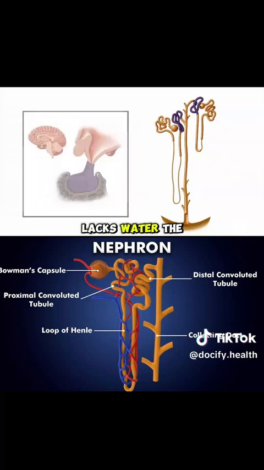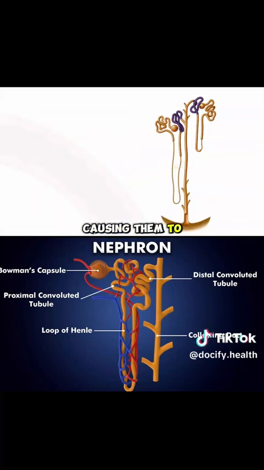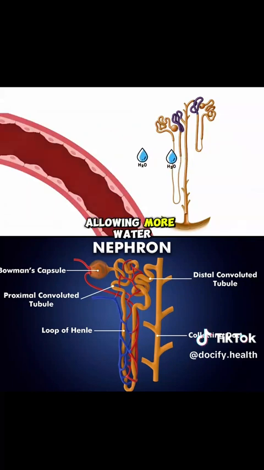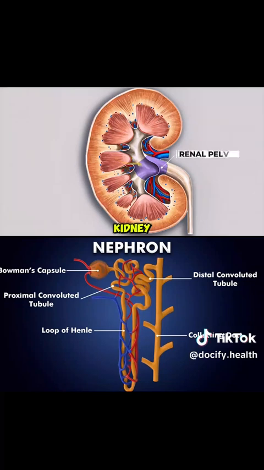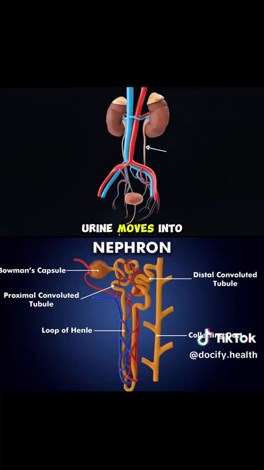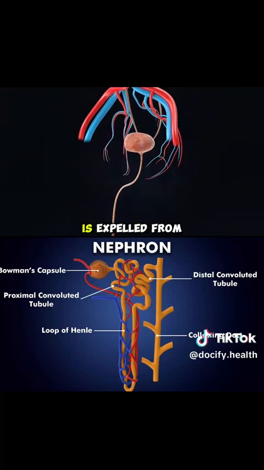If the body lacks water, the pituitary gland secretes the ADH hormone. This hormone signals the cells in the collecting duct, causing them to form pores, allowing more water to be reabsorbed back into the blood. However, if the body has enough water, the filtrate travels from the collecting duct to the calyx region of the kidney and then to the pelvis region. The filtrate is now called urine because no more reabsorption will occur. From the pelvis, urine moves into the ureter, then into the bladder, where it is stored. When needed, it is expelled from the body.